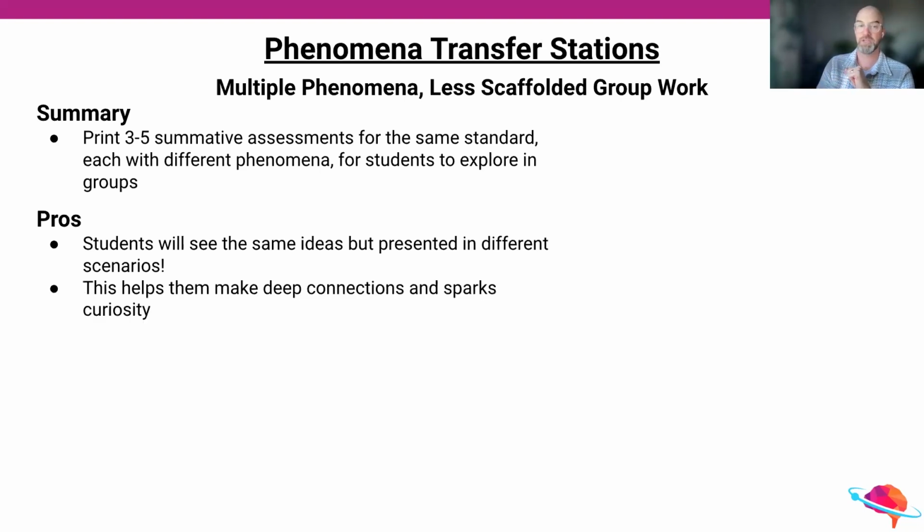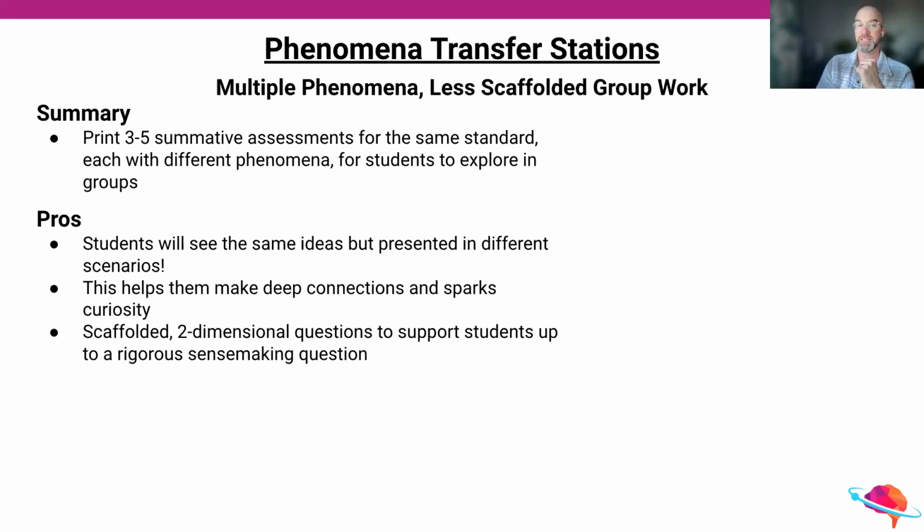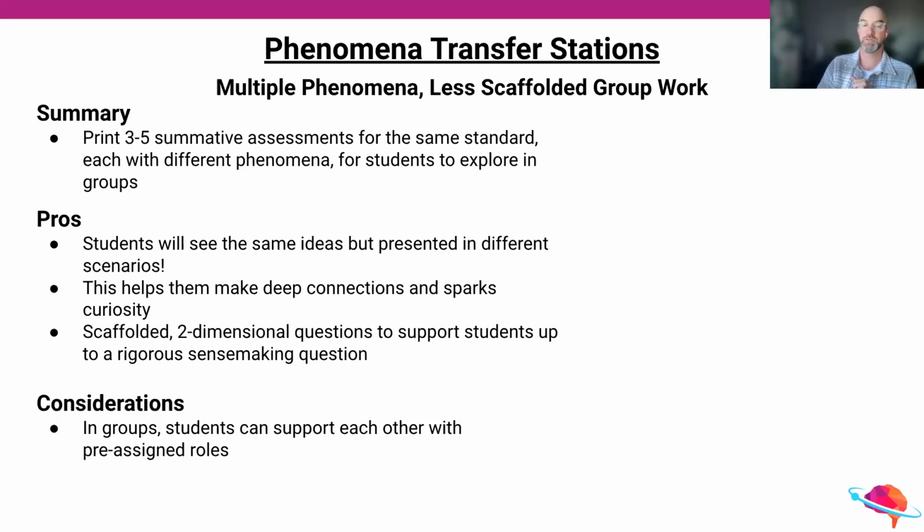which is incredible. We want them to make deep connections with the content. We want to spark their curiosity, and we can ask scaffolded and up to rigorous questions because they're going to be applying their knowledge over and over and over. And as a teacher, you can walk around and facilitate the process, provide some scaffolding and some additional background knowledge or prompting to move things along.